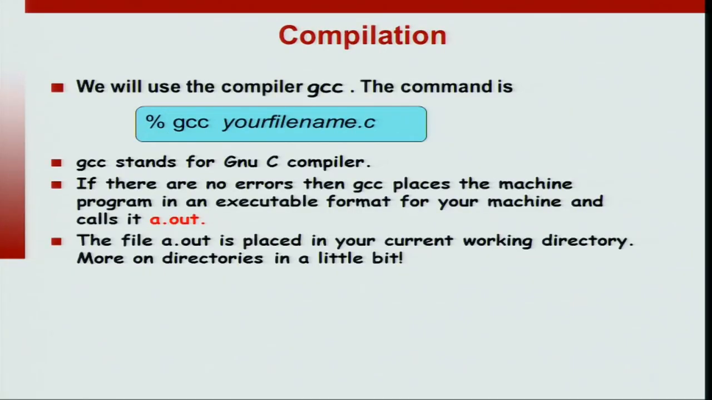So name your file as whatever you want. Let's call it your file name .c, and then gcc your file name .c. It will produce the executable file. If you are on Linux, the executable file that it creates is something called a.out. If there are no errors and you look at your directory, there will be a new file called a.out in your directory, and we will explain the directory structures in another session.